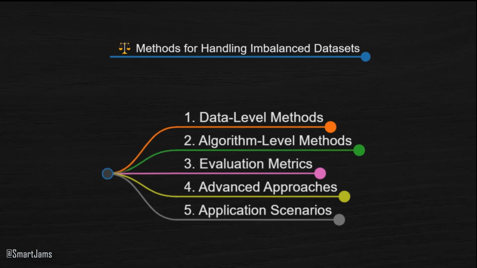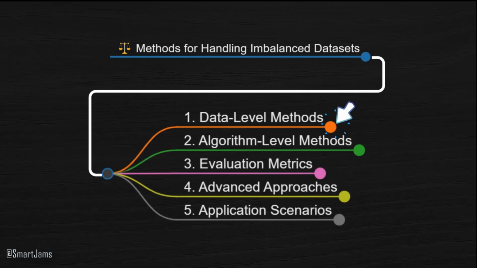Data level methods. Adjust the dataset directly through oversampling or undersampling, giving the model a more balanced view before training begins. Algorithm level methods. Modify how the model learns by applying class weights, cost-sensitive loss, or ensemble methods, without changing the data. Evaluation metrics. Use smarter metrics like precision, recall, F1, or AUC to measure performance where it matters, not just overall accuracy.